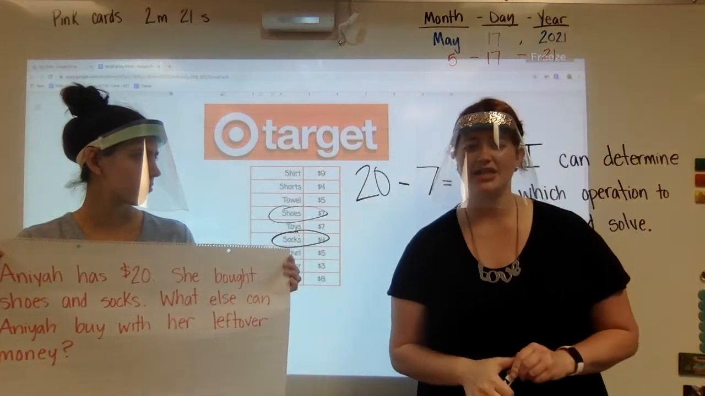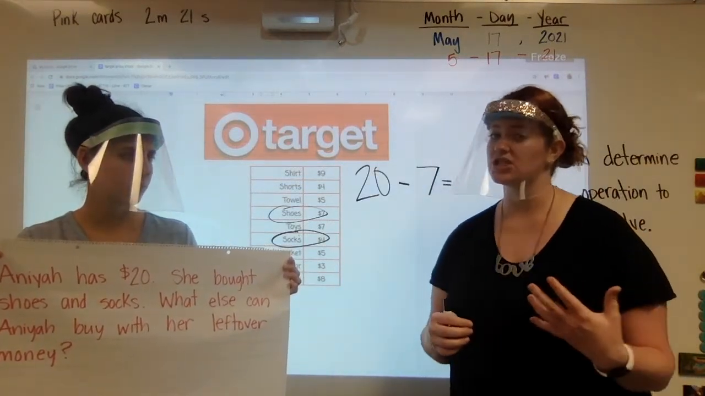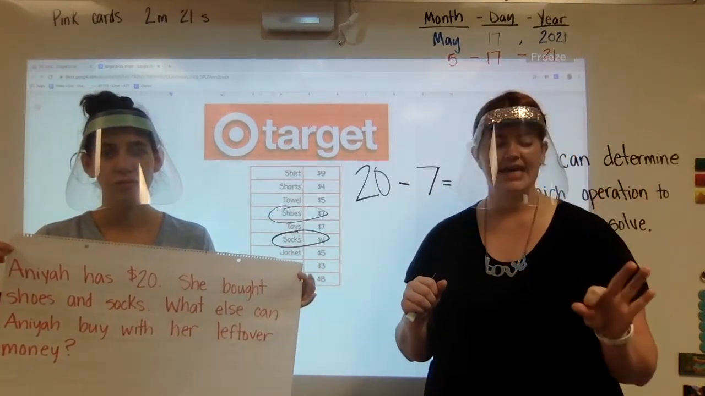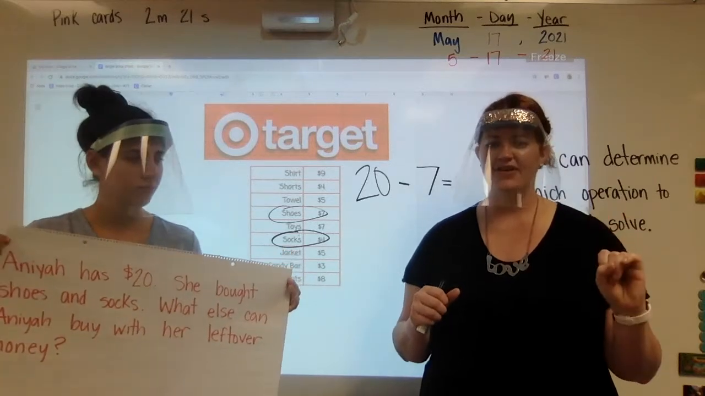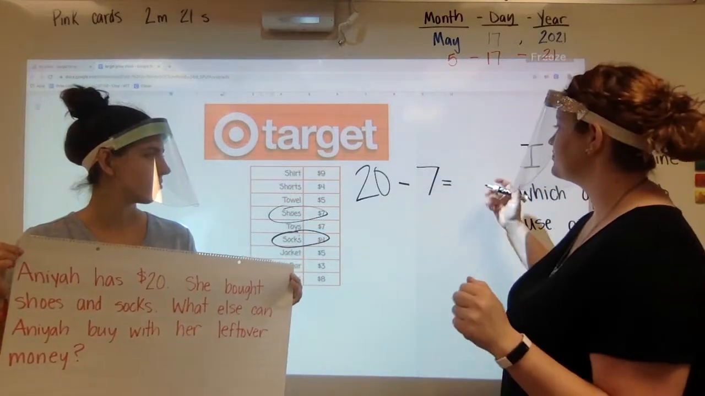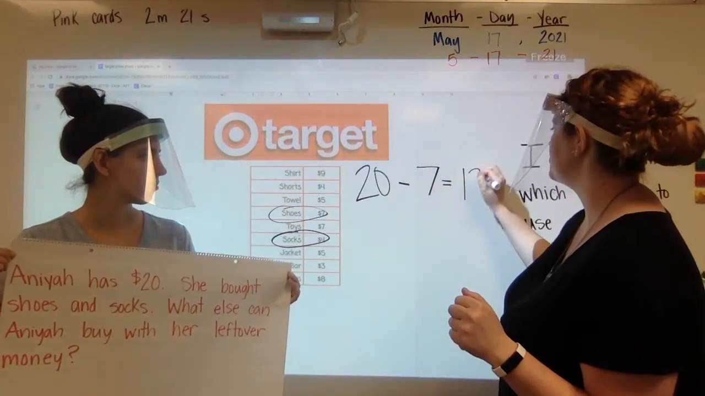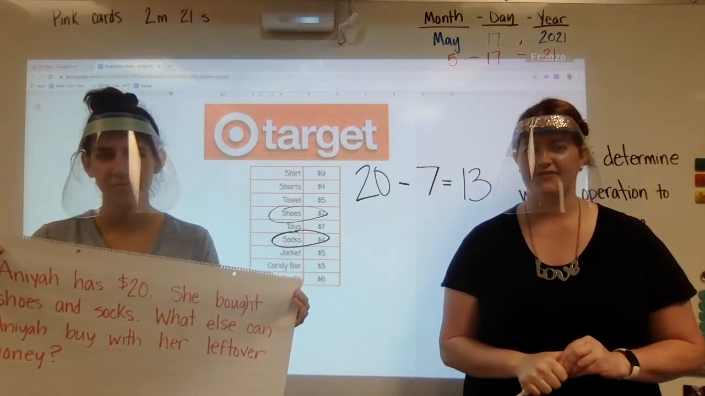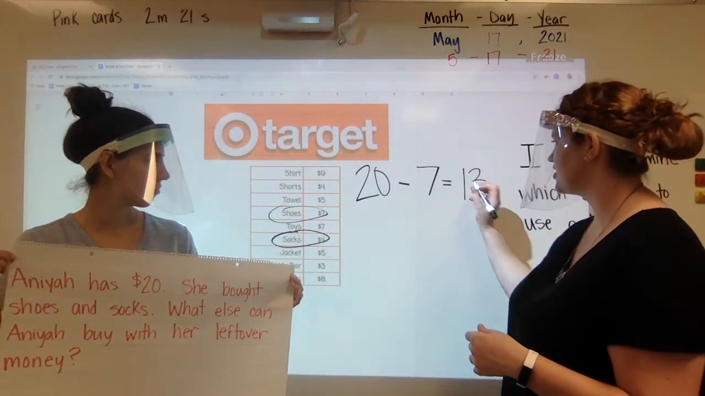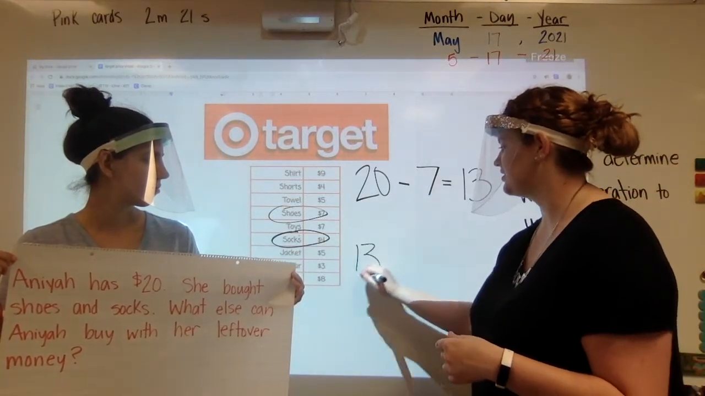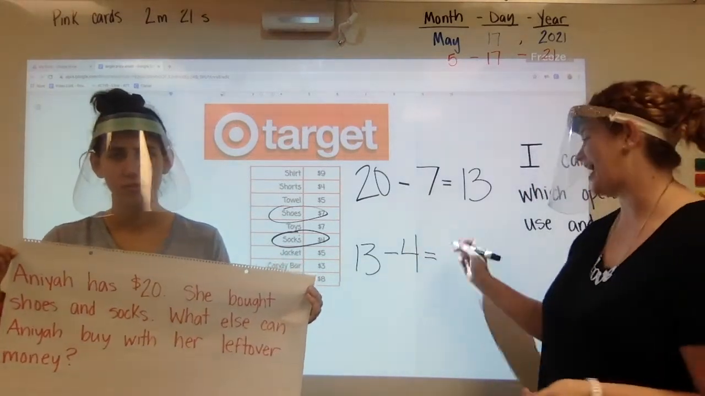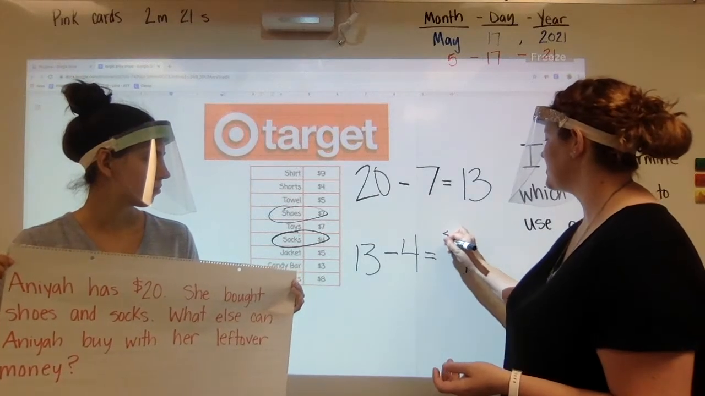Ooh, that one might be kind of tricky. I can count backwards if I don't just know that. I think I'm going to use that strategy, Miss Lestigo. So I have 20, 19, 18, 17, 16, 15, 14, 13. Oh, 13. So after she buys her shoes, she has $13 left. Now, she bought some socks. Okay, let me see. My socks were $4. So I'm going to take my $13 minus 4. Oh, and I just know that that equals $9. So Anaya has $9 left.